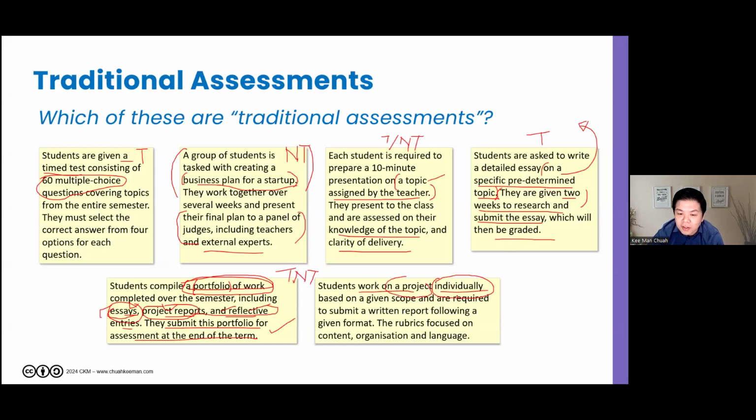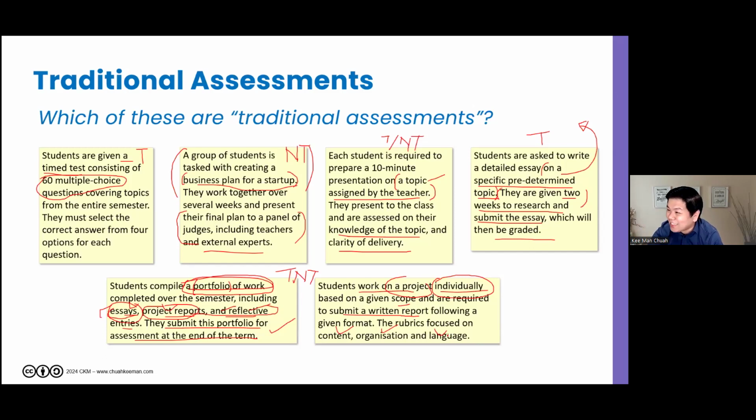Right. And then, of course, the later part you will see given scope and required to submit a written report. And then the worst part is this. They have to focus only on content, organization and language. There's no authentic elements in the whole project. Again, it's just like a normal test where you write and then you are going to be graded according to whatever you want to grade.